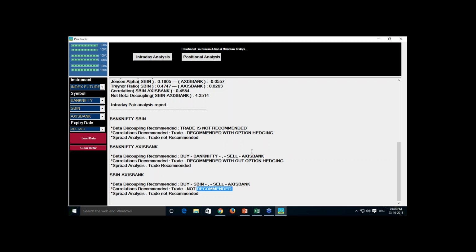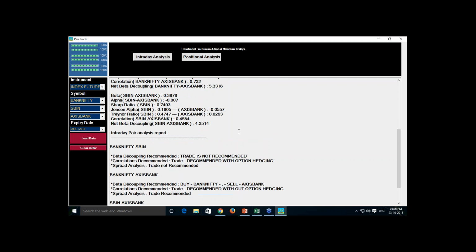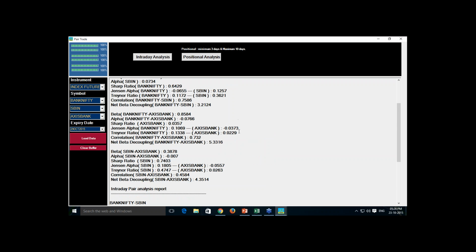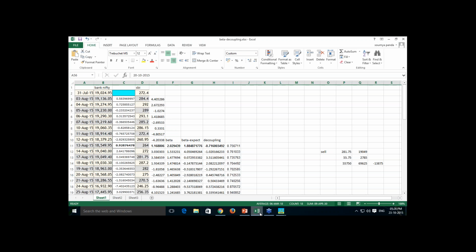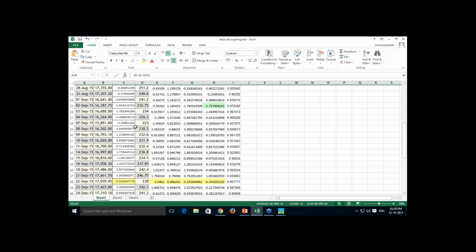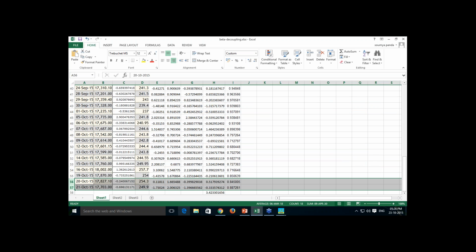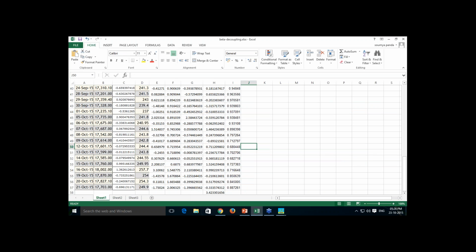This is an automated tool we have given here, but you can simulate similar things in an Excel sheet to test this. Those who are utilizing our pair trade software have this particular tool. It is based on this concept. You can very well test this concept.